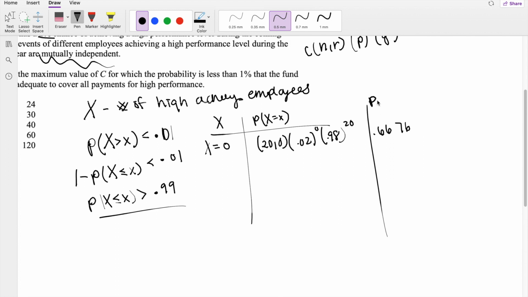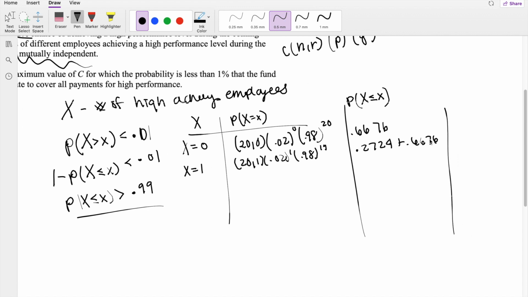I'm actually going to do this one as the probability that X is less than or equal to that little x. Alright, and then what if X is equal to 1? The probability is going to be 20 choose 1, 0.02 to the first power, 0.98 to the 19th. So the cumulative is going to be 0.2724 plus 0.6676, which is 0.94, which is not bigger than 0.99.